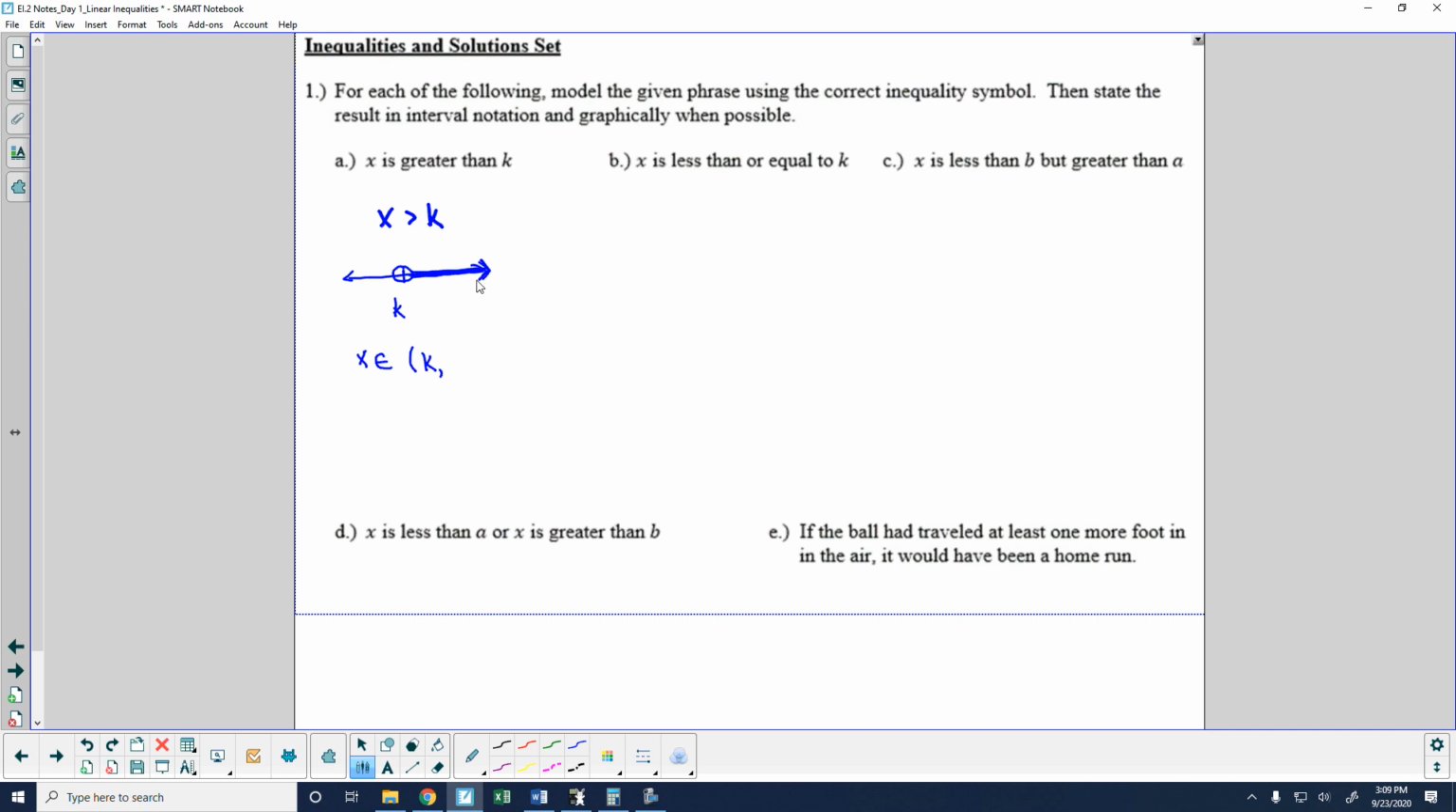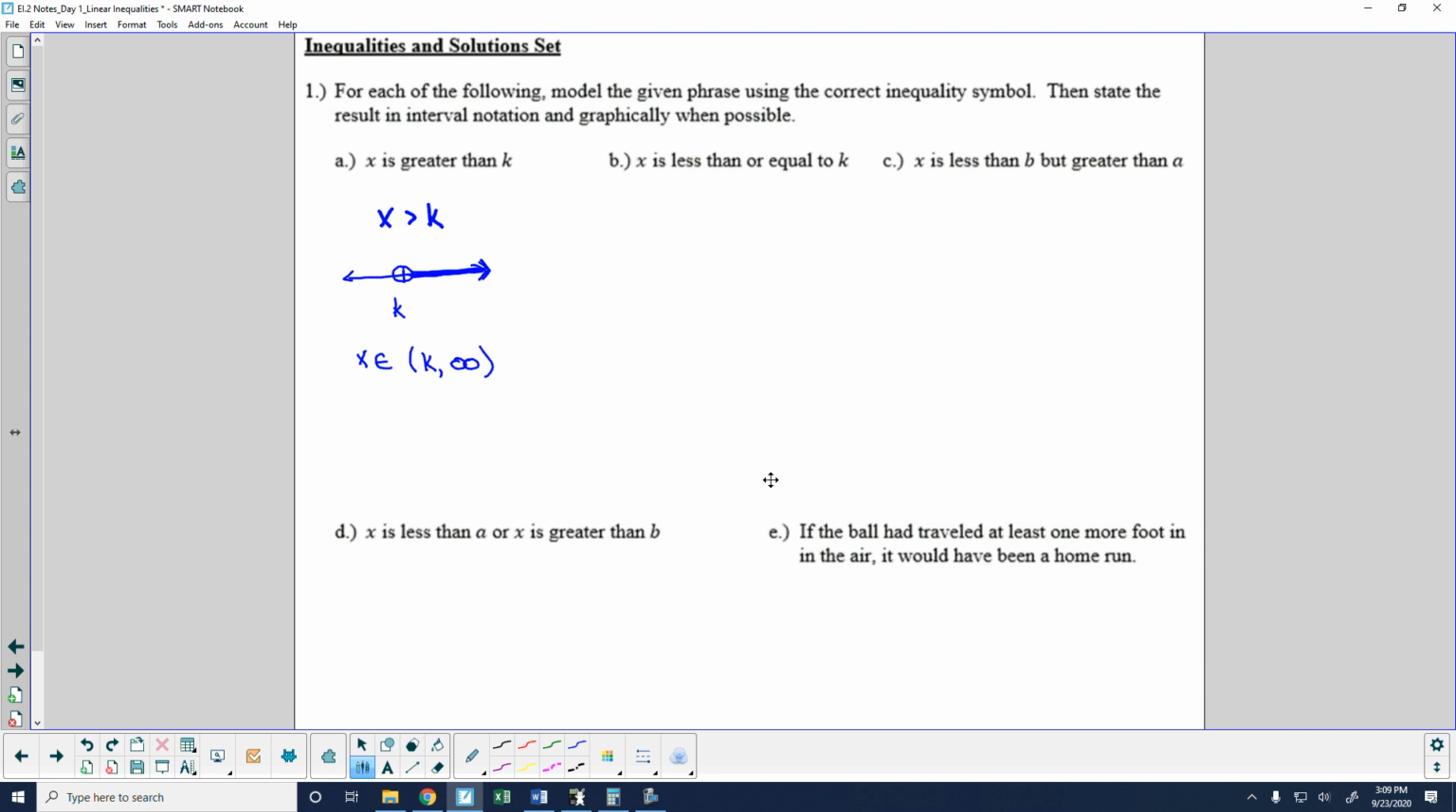It's going to continue to the right on and on, and so it's eventually going to go to infinity, or in the direction of infinity. Infinity always gets a parenthesis because we cannot actually reach infinity. So this would be the representation x is greater than k, a graphical depiction of that, and then an interval that shows us that x exists from k to infinity.